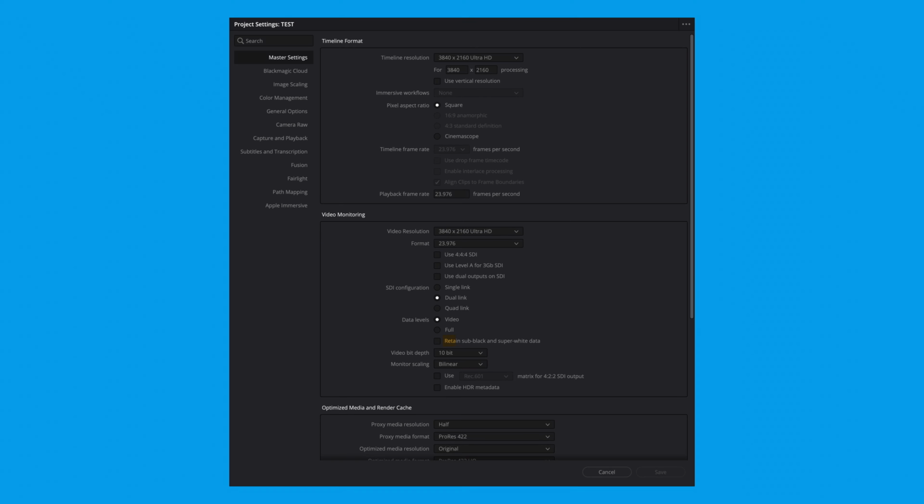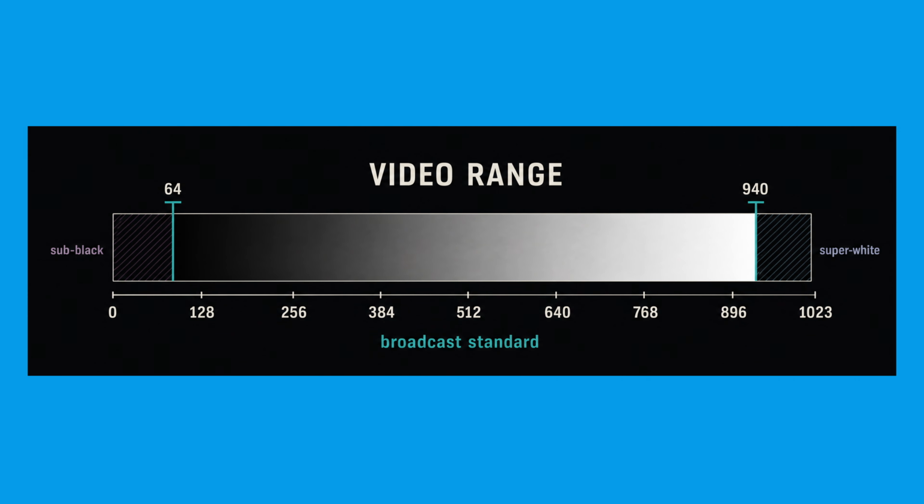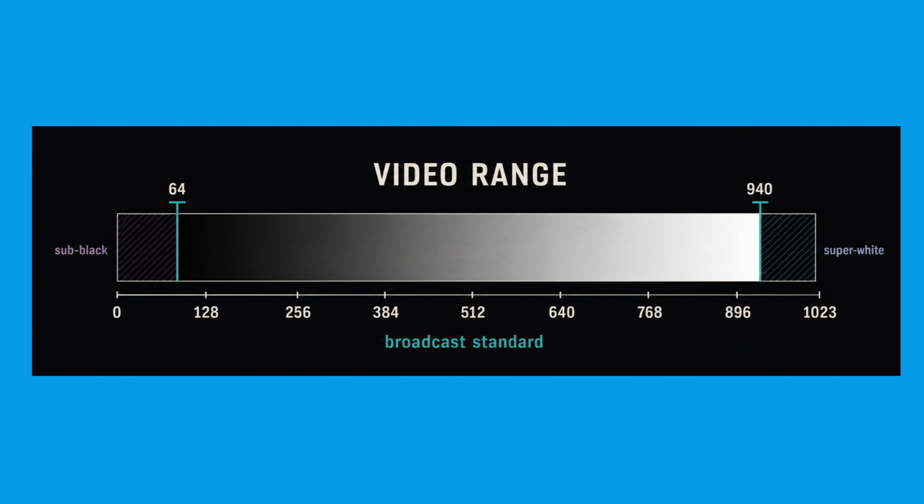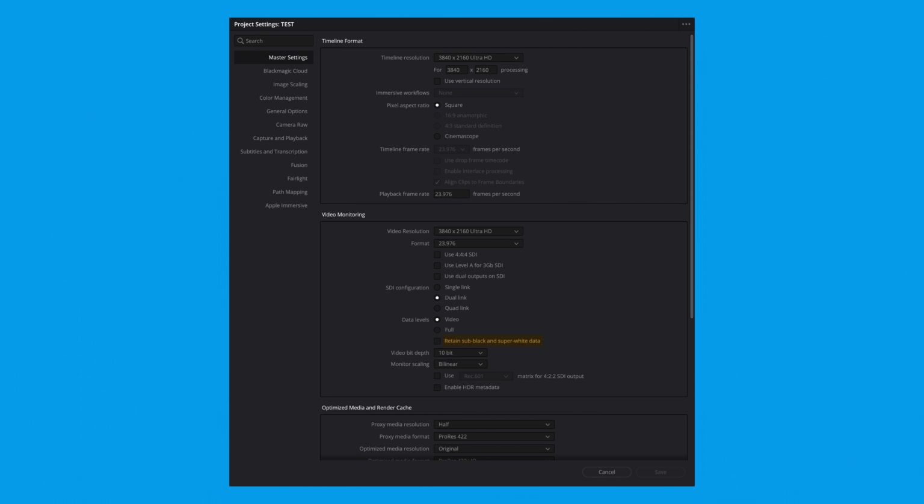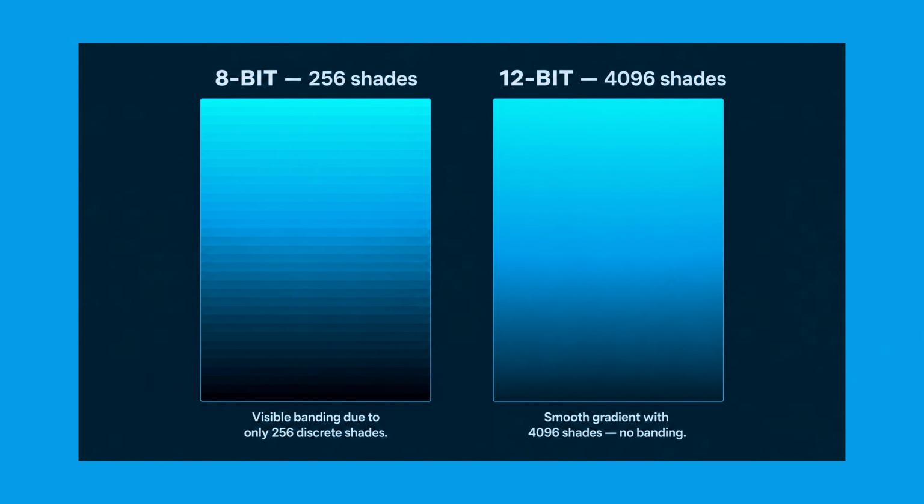Next is retain sub-black and super white data. In broadcast video, anything below code value 64, sub-black, or anything above 940, super white, is typically clipped. Checking this box preserves those values when sending it to your external monitor. Next is video bit depth. This controls the color depth of the signal being sent to your external monitor. So 8-bit gives you 256 shades per channel, which is standard for consumer displays.